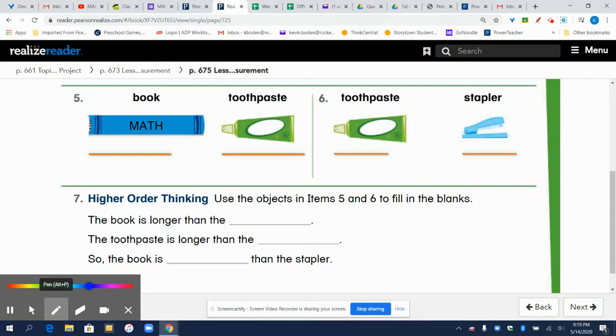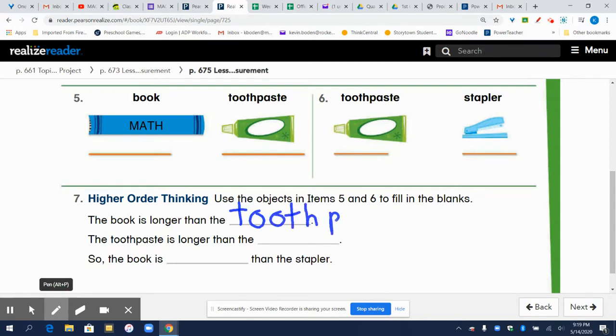Because look, number 5, we circled. The book is longer than the toothpaste. So let's write toothpaste. Don't make fun of my handwriting, please, silly Sallies. I'm trying my best. I write really big. So try writing neatly on that line while I space it out. So the book is longer than a toothpaste. If you need more time, please pause it and finish writing it.